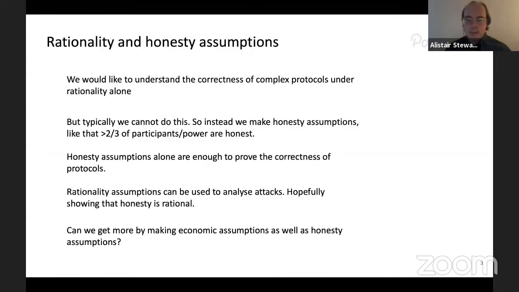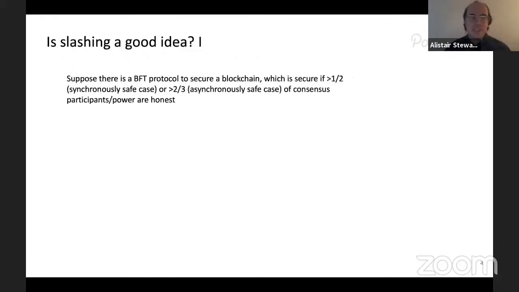And so one of the questions is: is slashing a good idea? Often this boils down to whether we can get more by making economic assumptions as well as honesty assumptions. Now, as I say, there's an argument that maybe even slashing isn't a good idea at all.